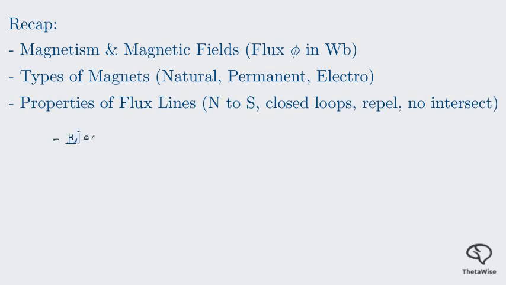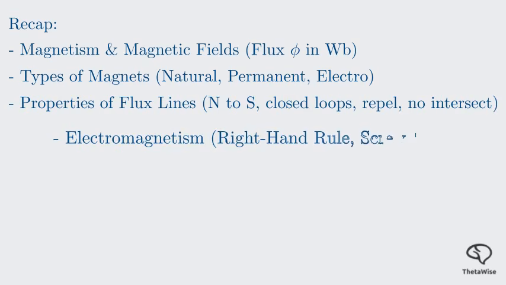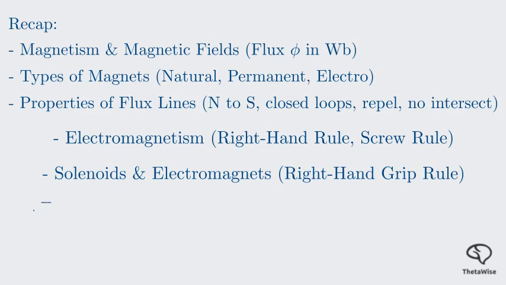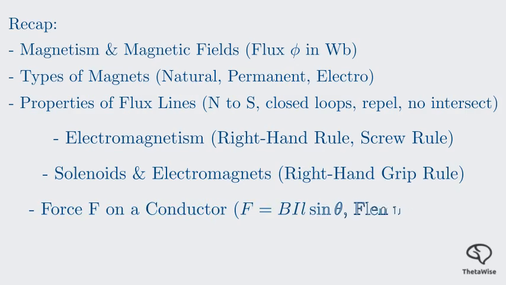We then moved to the heart of electrotechnics, the magnetic effects of electric currents. We saw how a current-carrying conductor creates its own magnetic field, and we learned to find its direction using the right-hand rule. We discussed how to make an electromagnet from a coil and find its north pole using the right-hand grip rule. Finally, we learned about the force on a conductor in a magnetic field, calculated it with F equals BIL sin theta, and found its direction with Fleming's left-hand rule.